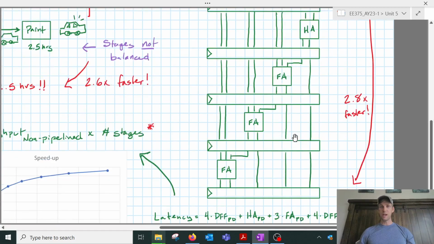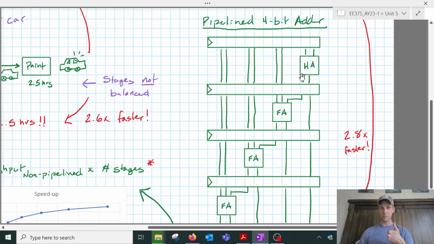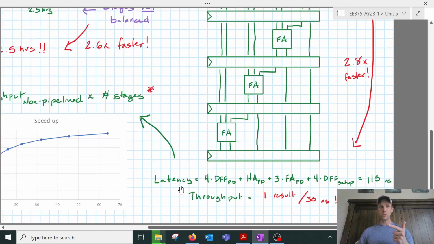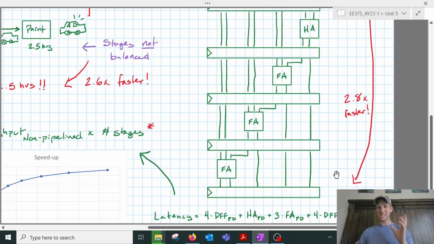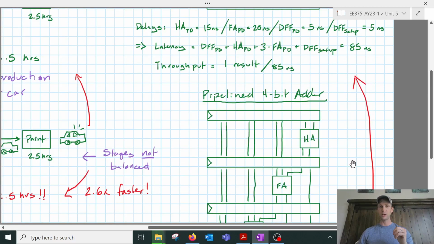This pipeline does not achieve the theoretical performance of being 4 times faster, partly because the stages aren't perfectly balanced, right? My half adder has a shorter propagation delay than my full adders. But also because, you'll notice, when I calculated my latency, in each stage I had to account for the fact that there's a propagation delay and a setup time for each of these D flip-flops. And so in this case, that's the limiting factor that prevents me from getting that theoretical increase.